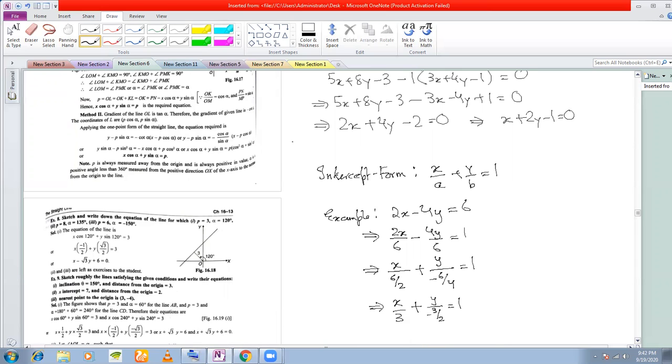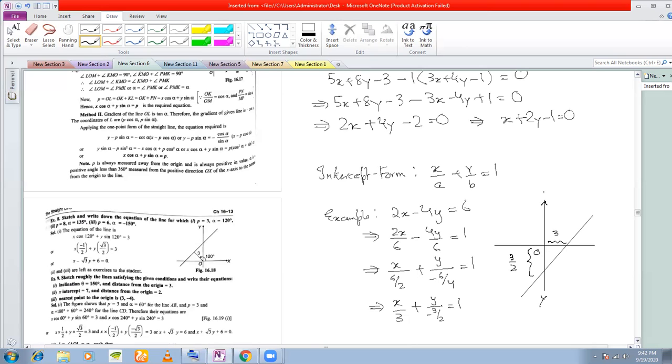So what does it actually mean? It means that this straight line has a positive x-intercept. That means it has an x-intercept in the positive direction of x and has y-intercept in the negative direction of y. That means this line will look something like this. If this is the origin, then this distance will be 3 units because this is your x-intercept, and this distance will be 3 by 2 units in the negative direction of y.